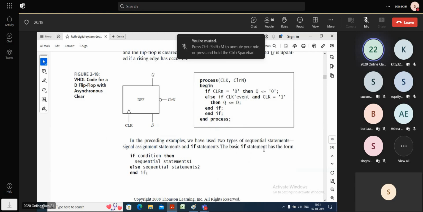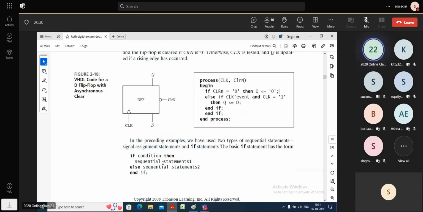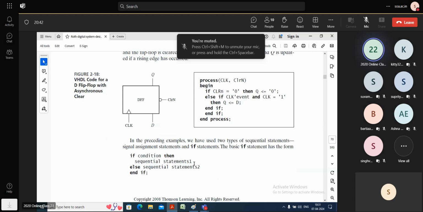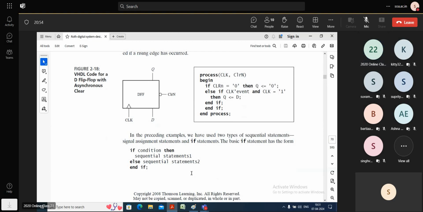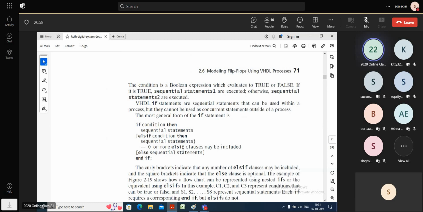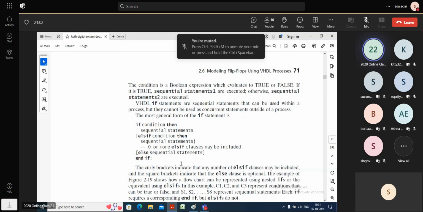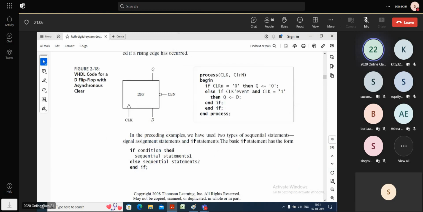So what is the syntax for this basic if statement? As you have already studied in programming in C, C++, Java, we have already seen this if block. Here, how can we represent that? It is: if condition then sequential statements 1, else sequential statements 2. Then you have to end this if, so end if semicolon. As you know, the condition is always a Boolean expression that is evaluated to either true or false. If this condition is true, sequential statements 1 are executed. If the condition is false, sequential statements 2 are executed.